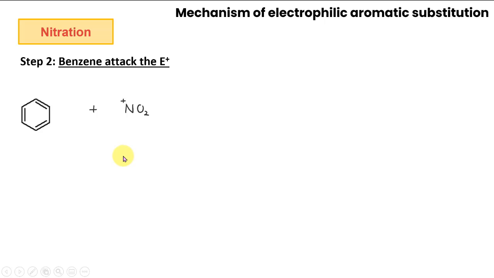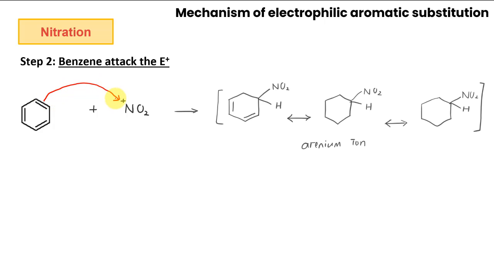So we are going to take the double bond from your benzene. Any of the double bonds will do, and then it attacks directly on the nitrogen. And it's going to form the arenium ion. So again, you need to show where your positive charge is. In this case, it's located at the second carbon.